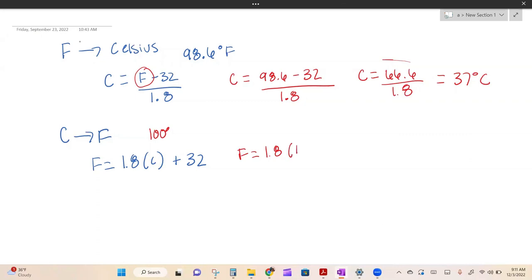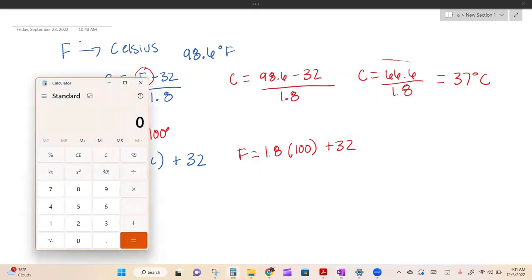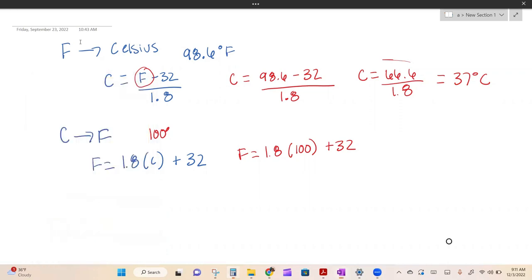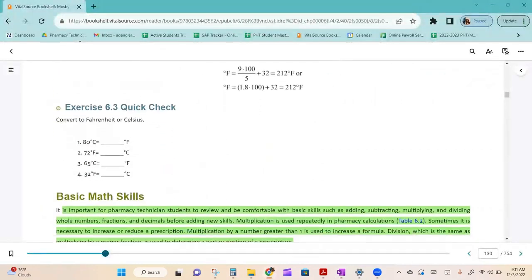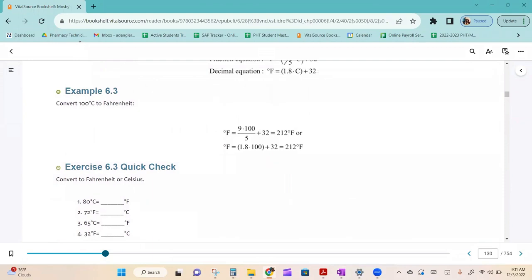So 1.8 times 100 plus 32. So 1.8 times 100 plus 32 gives us 212 degrees Fahrenheit, which is the answer.